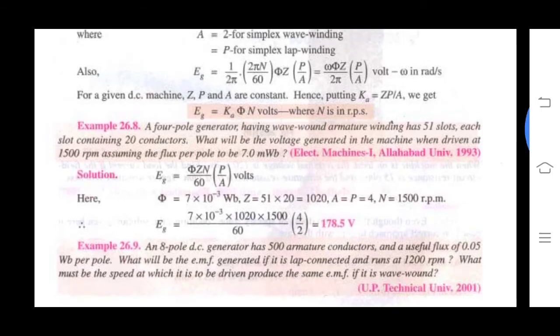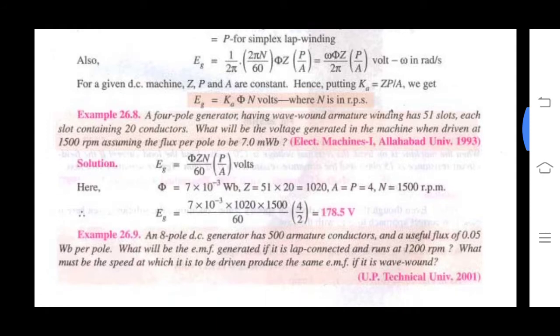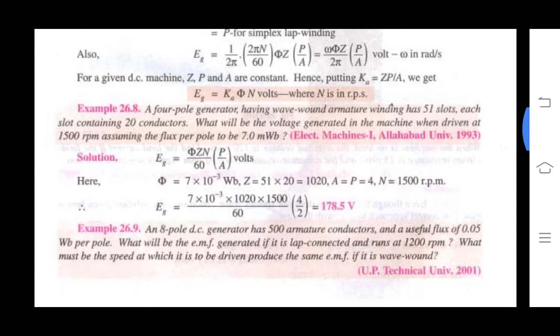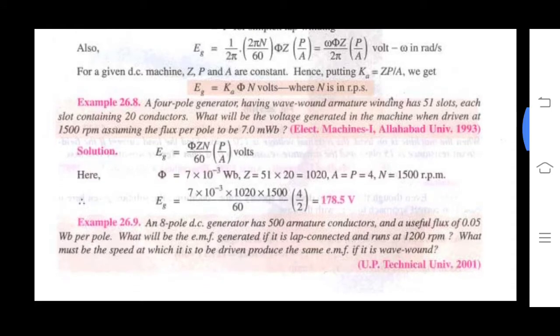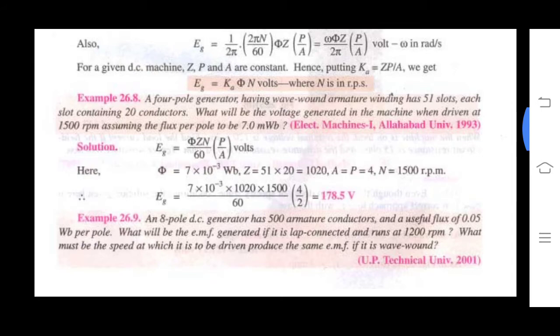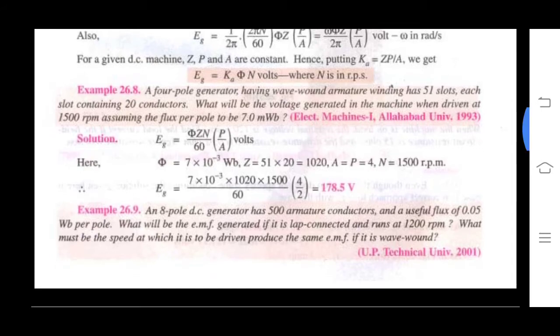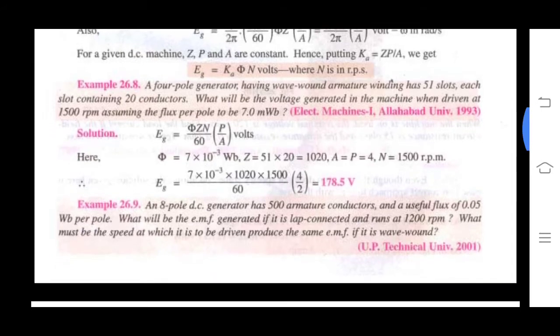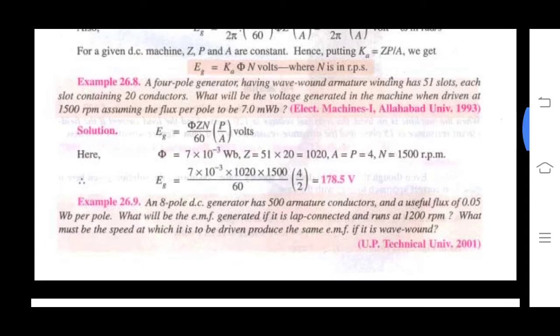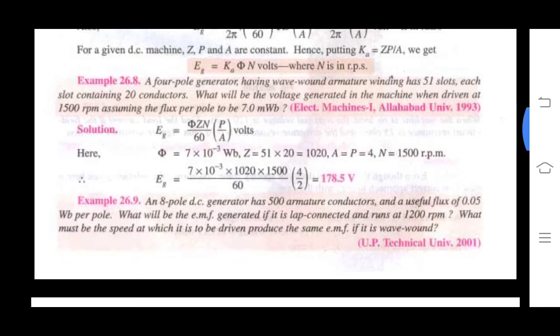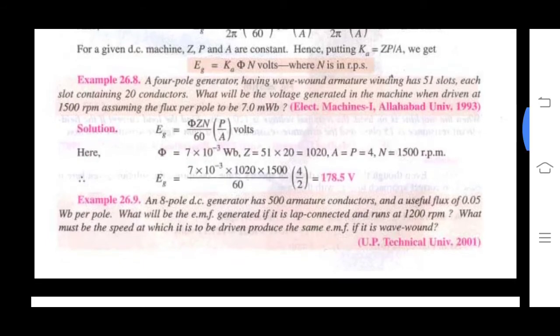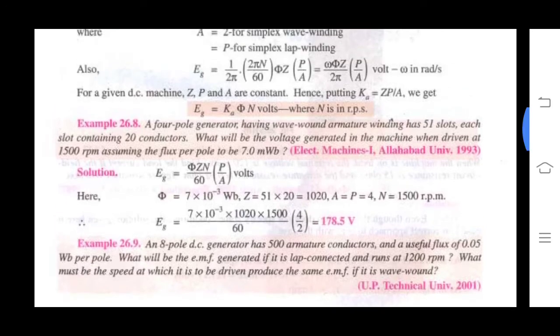E equals 1 by 2π into 2πN by 60 into ΦZP by A, that is ω ΦZ by 2π into P by A volts, with ω in radians per second. For a given DC machine, Z, P and A are constant, hence putting K equal to ZP by A, we get Ea equals KaΦN volts.